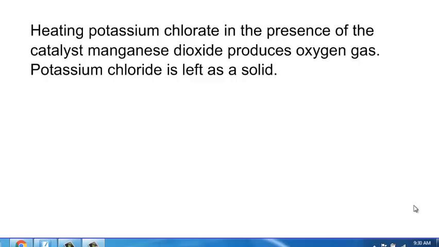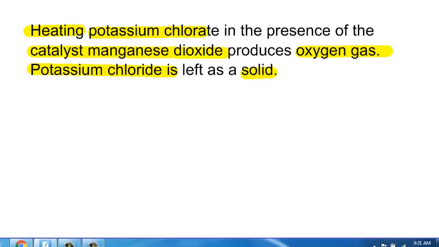As we work through this problem, don't forget to stay a step ahead, pause when you need to, and you can even rewind. So before we start, go through and underline anything that's key to the problem. So you should have underlined the following things: heating, potassium chlorate, catalyst manganese dioxide, oxygen gas, potassium chloride, solid.